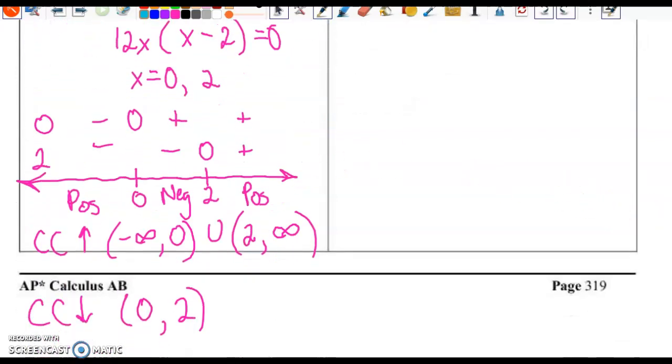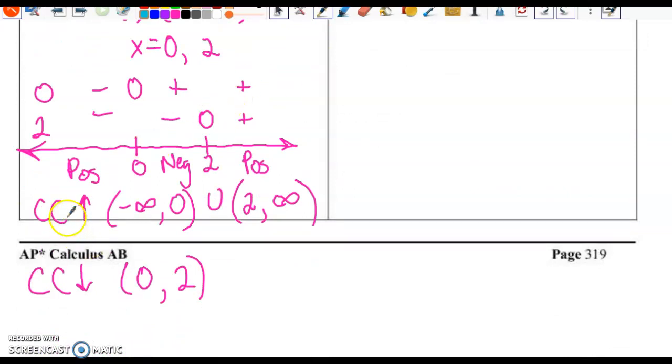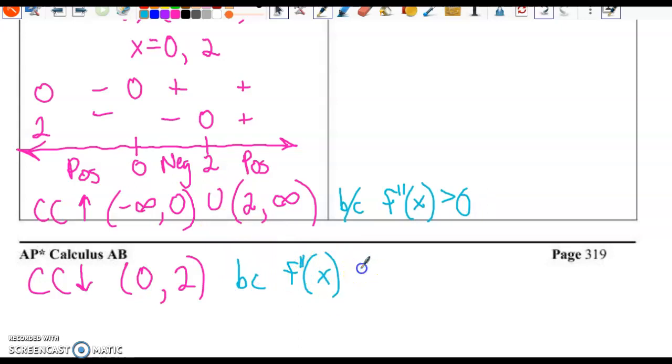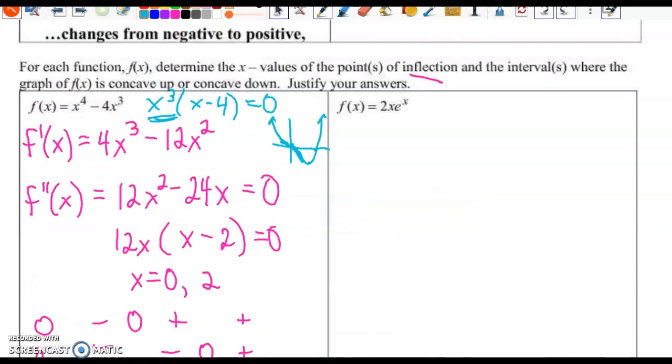But one thing I forgot to do is mention why, like with your justification, because the second derivative is positive on that interval, and then this one would be because the second derivative is negative on this interval, so less than 0. So there's your justifications. As I move on to the next one, a little tricky parts to this.